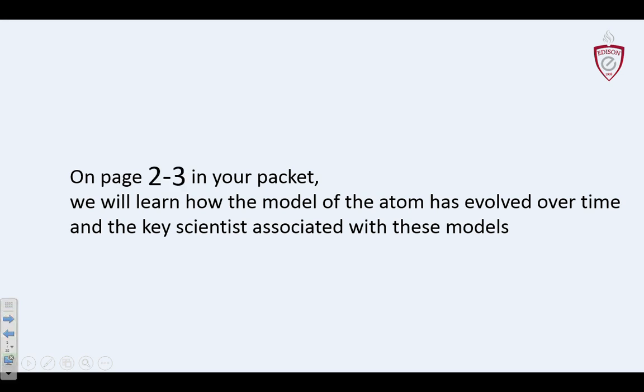This is where we're going to learn about the model of the atom and how it's changed over time and who are the scientists that are credited with all of these discoveries.